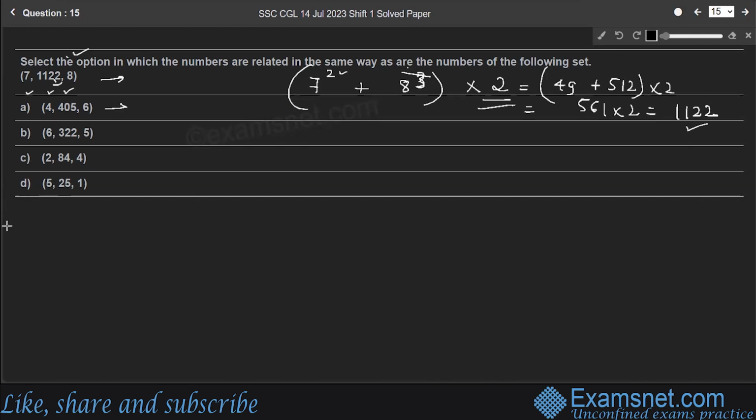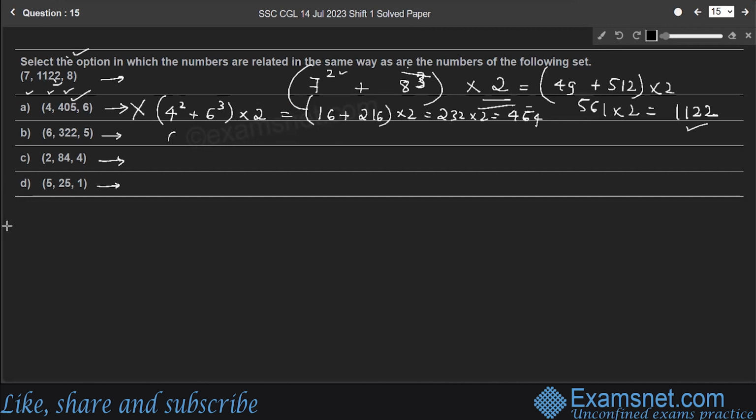So in the same way, which of the following options follows the same logic? Here the first option is 4, 405 and 6. These 3 are the numbers. So let us check the first number square plus the third number cube, into 2. 4 square is 16, 6 cube is 216. 16 plus 216 gives 232, into 2 is 464, which is not the second number. Therefore, option A is not the answer.